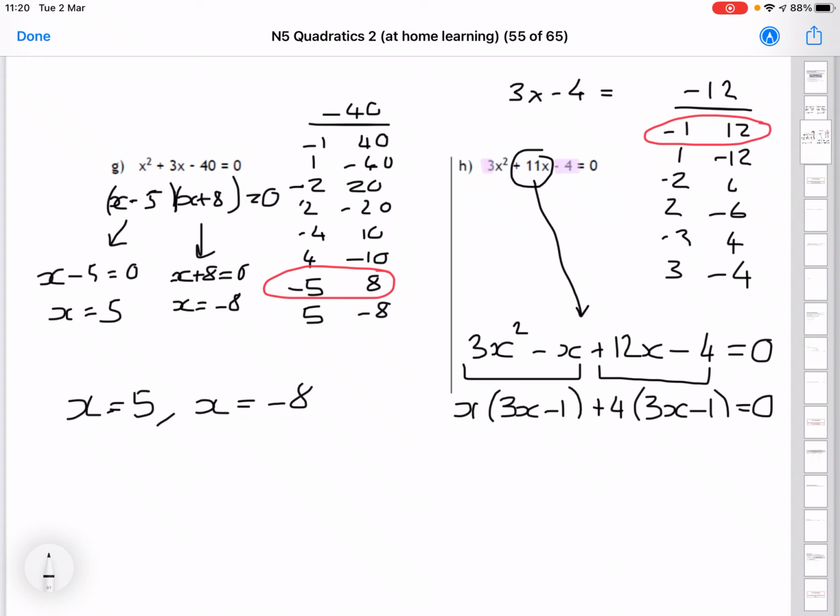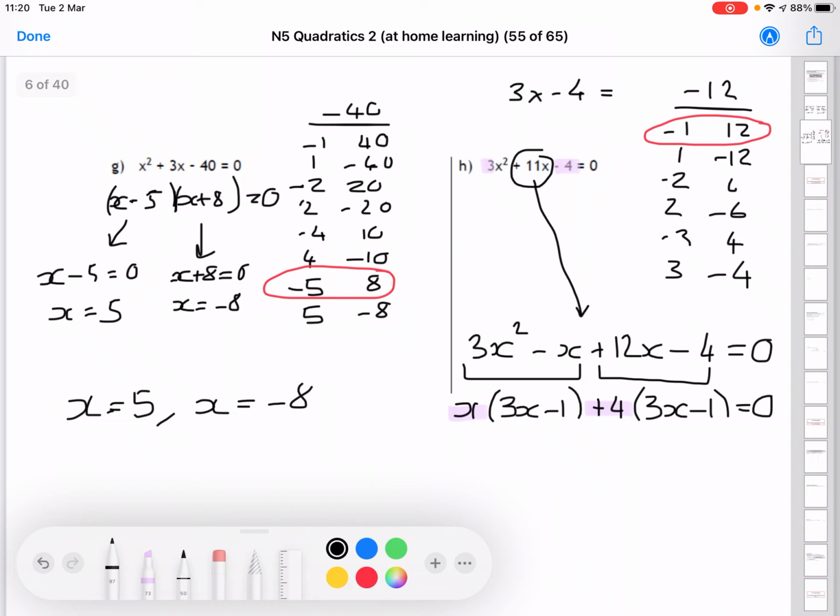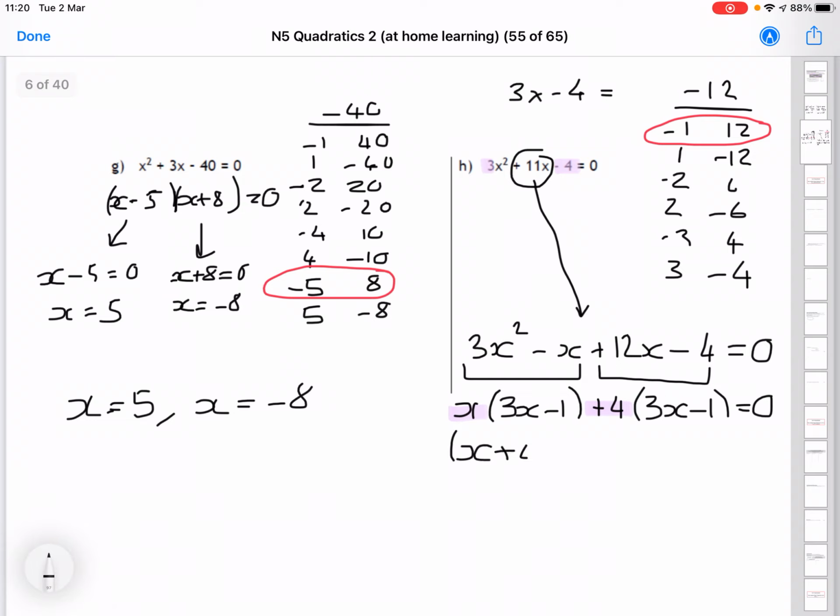What you'll notice here is that both of these brackets are exactly the same. 3x minus 1, 3x minus 1. You are looking for that to happen so that you can form your two brackets, okay? So the two terms outside give me my first bracket. So that gives me x plus 4. And then I've got this 3x minus 1 bracket twice, so that gives me my second bracket.